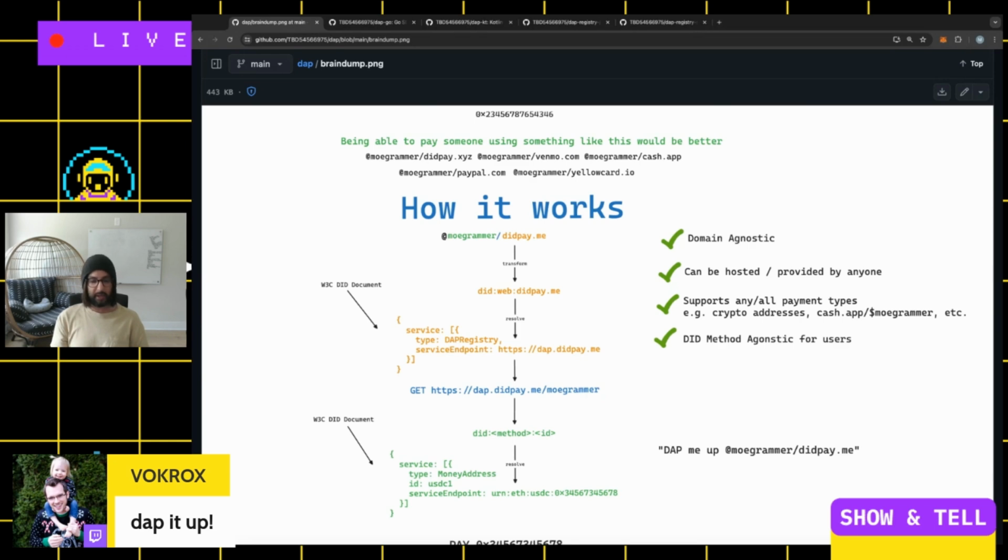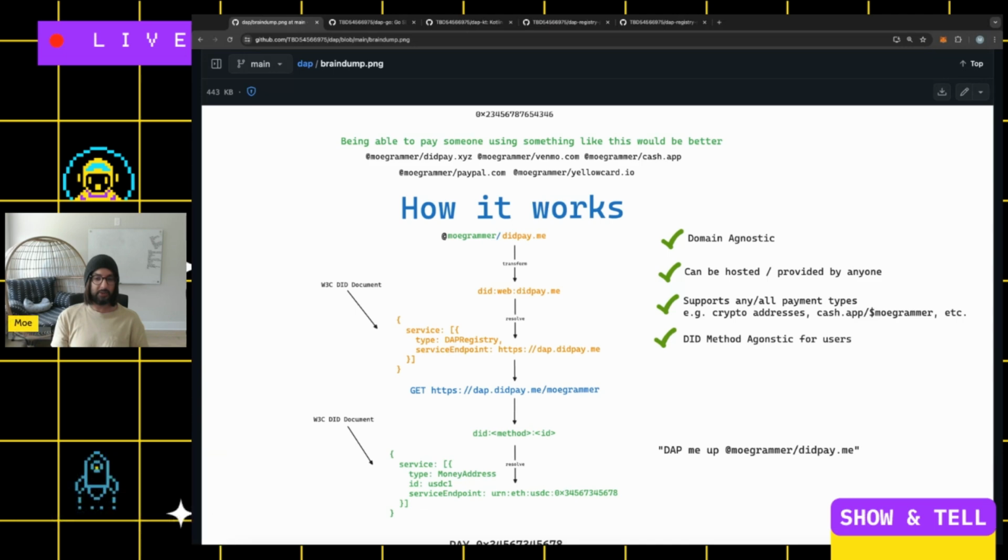So effectively, PayPal, Cash App, Venmo, if they wanted to provide all of their pre-existing users with DAPs, they could do that. And then I could send around @moegrammer/cash.app with Cash App resolving my DAP to a DID, and that DID having a series of money addresses. Those money addresses could actually be provided by Cash App as well, or PayPal or Venmo. So in the case of Cash App, my money addresses would likely be my cashtag and possibly a Bitcoin address.